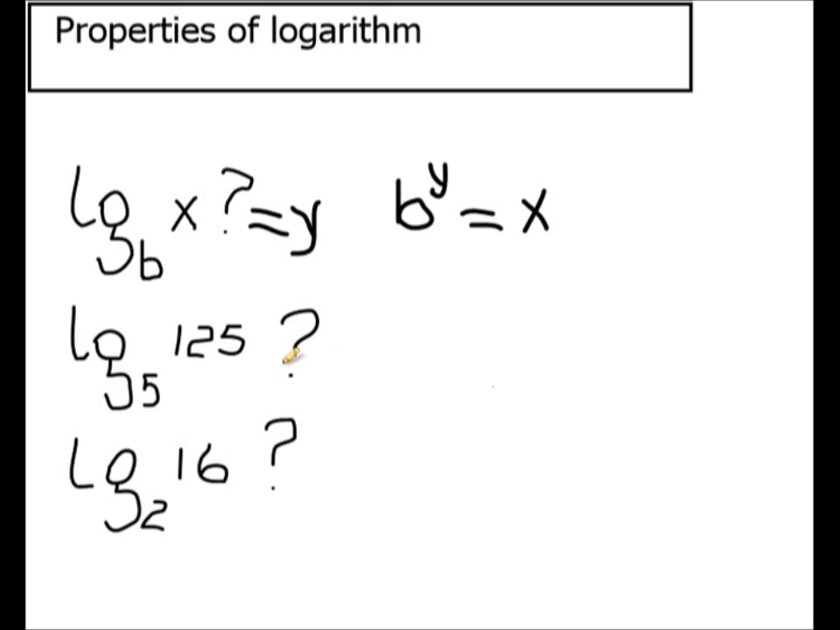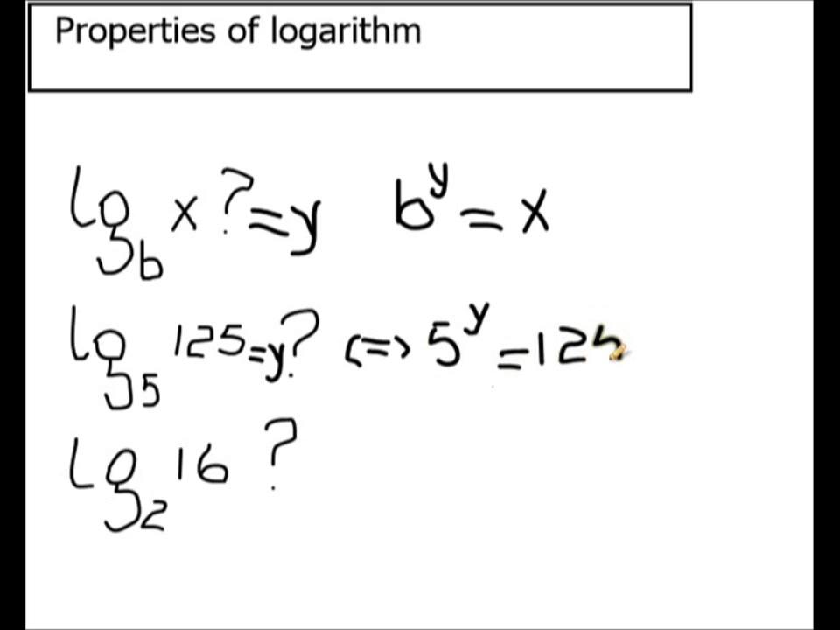Let's take an example. Let's say I'm trying to compute log base 5 of 125. I can write it differently. Let's put this equal to y, the unknown that I don't know. That's the result. So I'm trying to figure out the number such that 5 to the power of y equals 125.